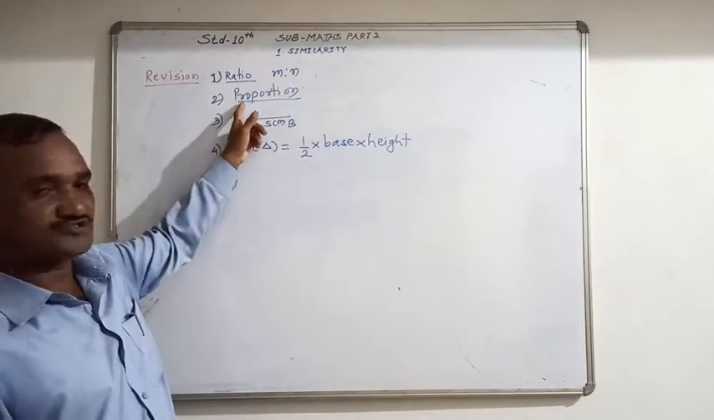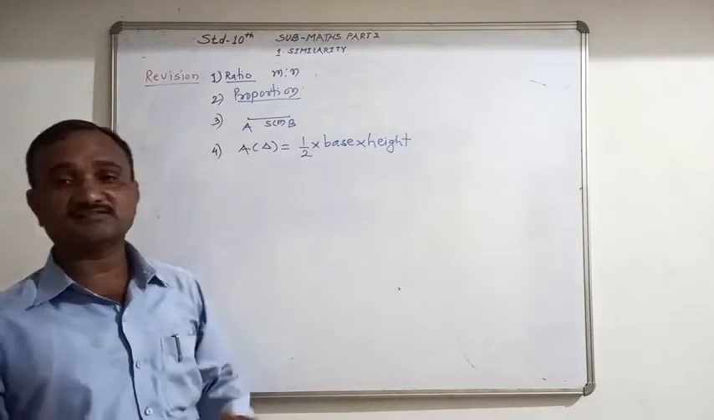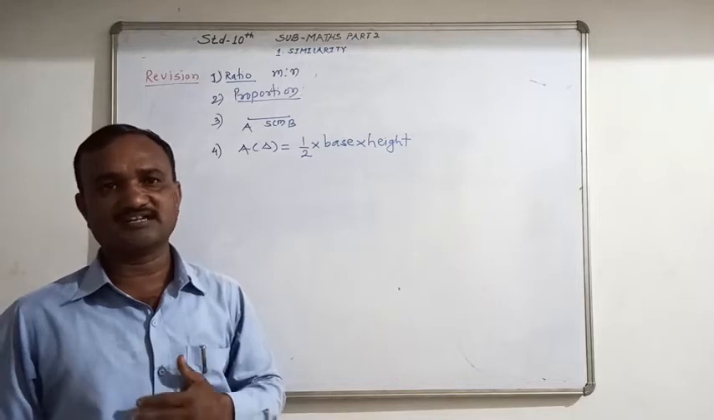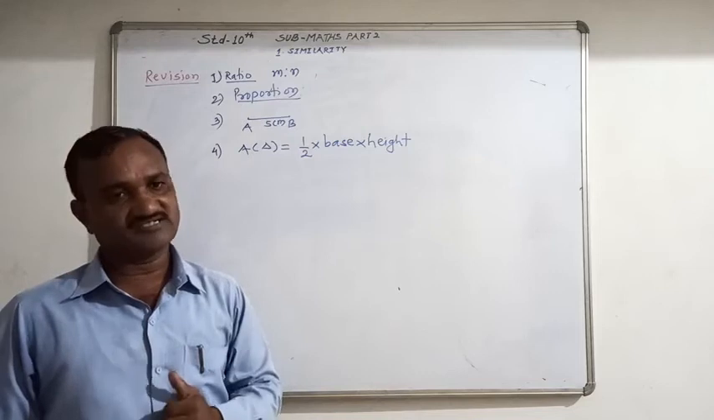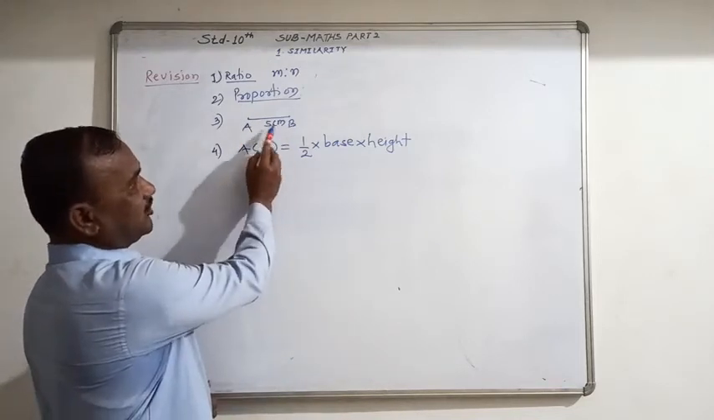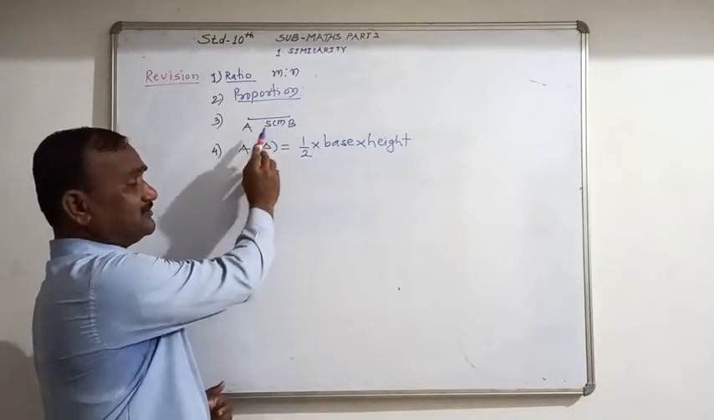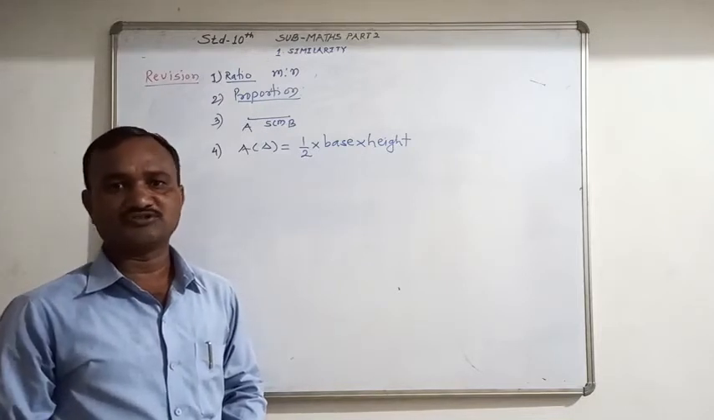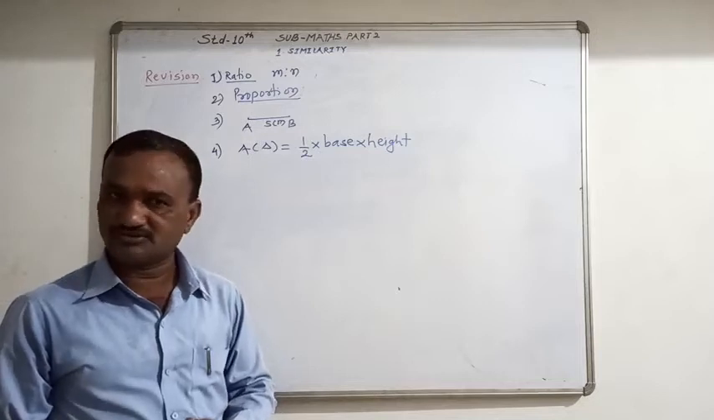Then proportion. What is proportion? You also know it. If the ratios of numbers are equal, then the numbers are in proportion. Then you know the length of a segment. Suppose AB is any segment of length 5 cm. So the length of segment AB is 5 cm, which means the length of a segment is related to a positive number, and the area of any figure is also related to a positive number.